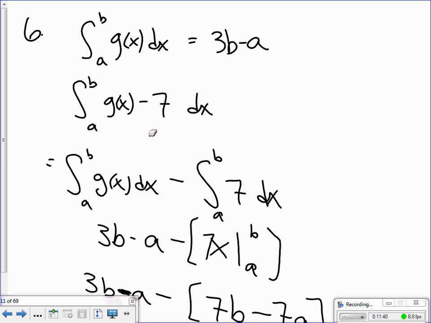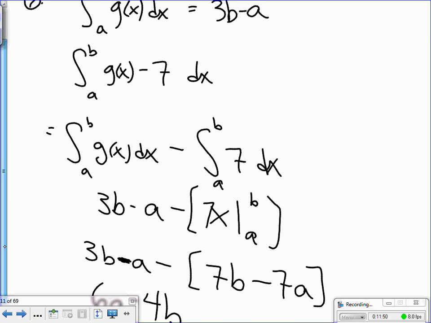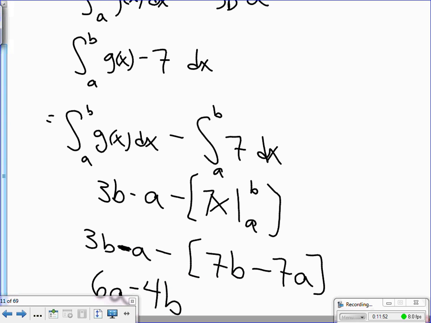That's what we do. So we just break it up. Now, this first one, they told us. We don't care if it looks weird. They gave us that one. That's 3b minus a. The second one we have to do ourselves. So to take the antiderivative of 7, okay, that's just 7x. And we have to evaluate that from a to b.